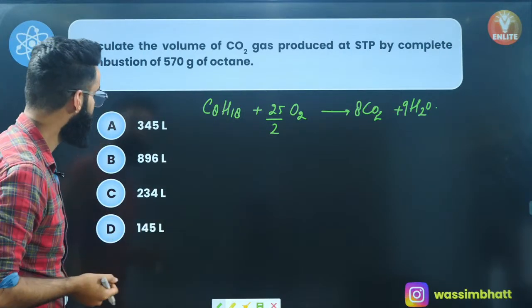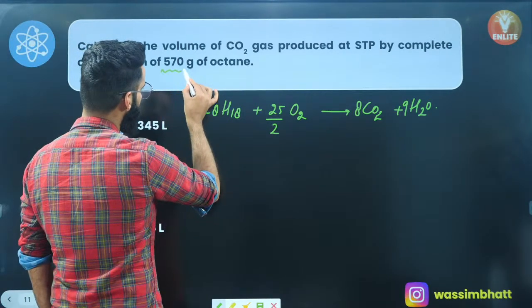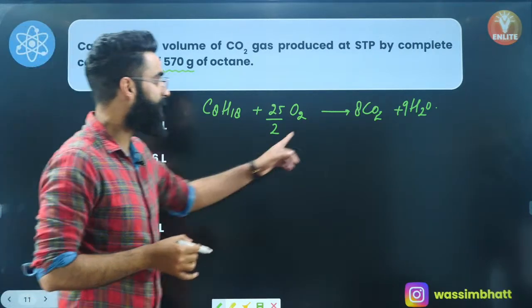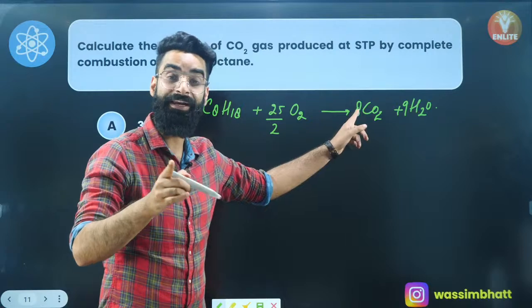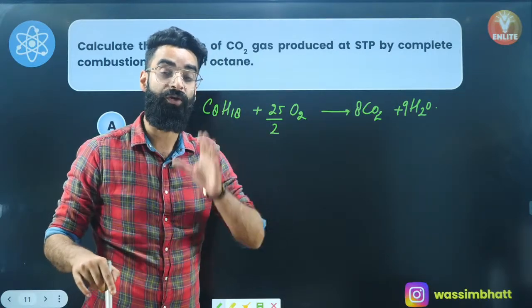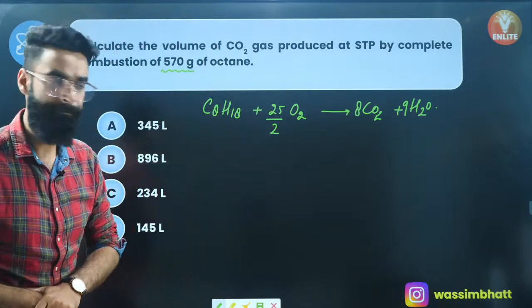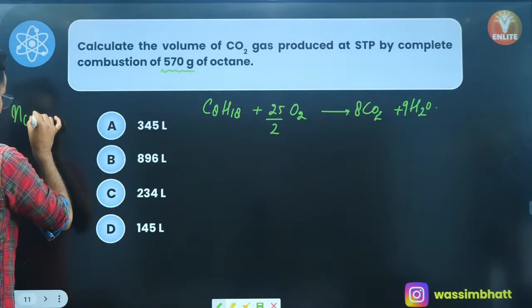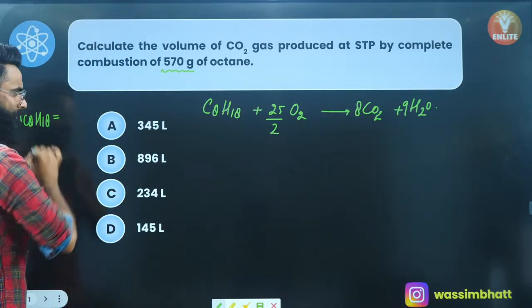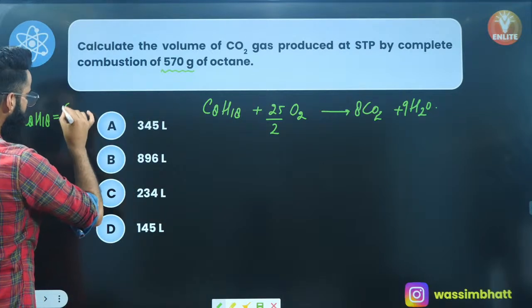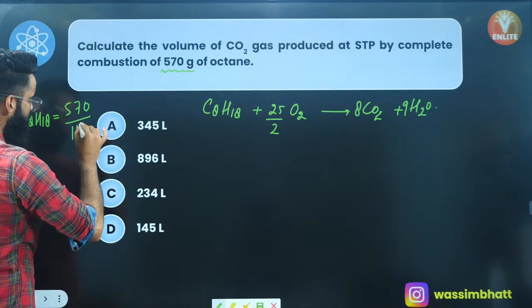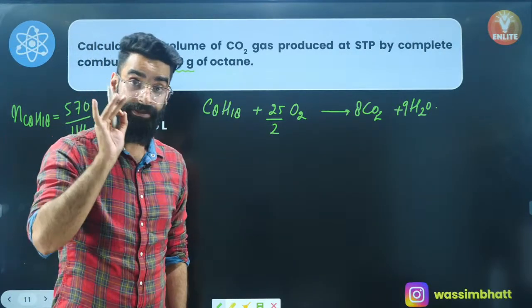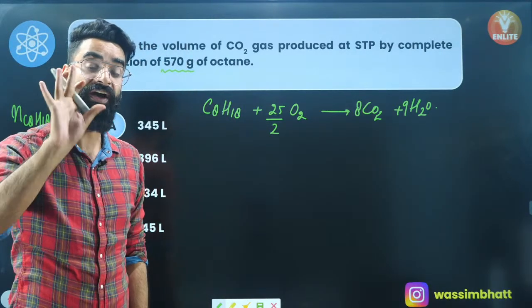Now, as per the question, we are doing the combustion of 570 grams of octane, and we need to calculate the volume of carbon dioxide liberated when we do the combustion of 570 grams of octane, right? The first thing I'll be doing, my dear people, is calculating the number of moles of octane, which is equal to the given mass of octane, 570 grams, divided by the molar mass of octane, 114. The value comes out to be 5. So basically, as per the question, I need to do the combustion of 5 moles of octane.